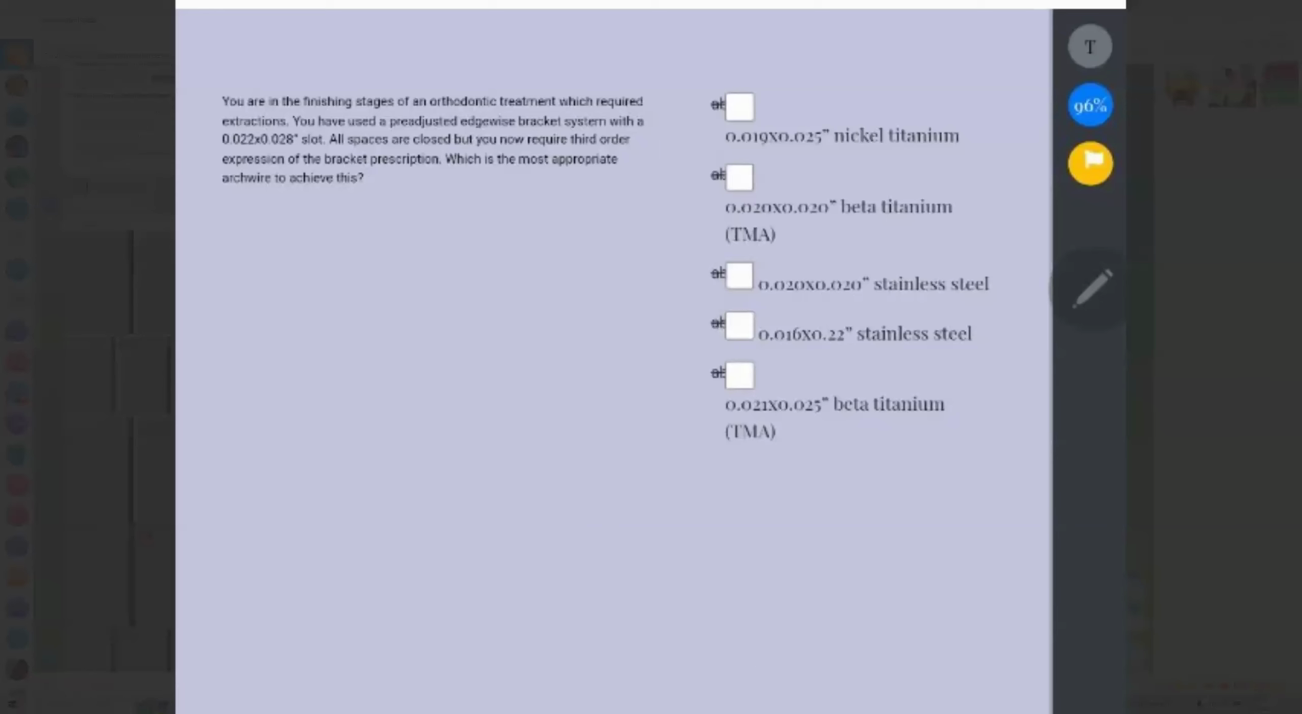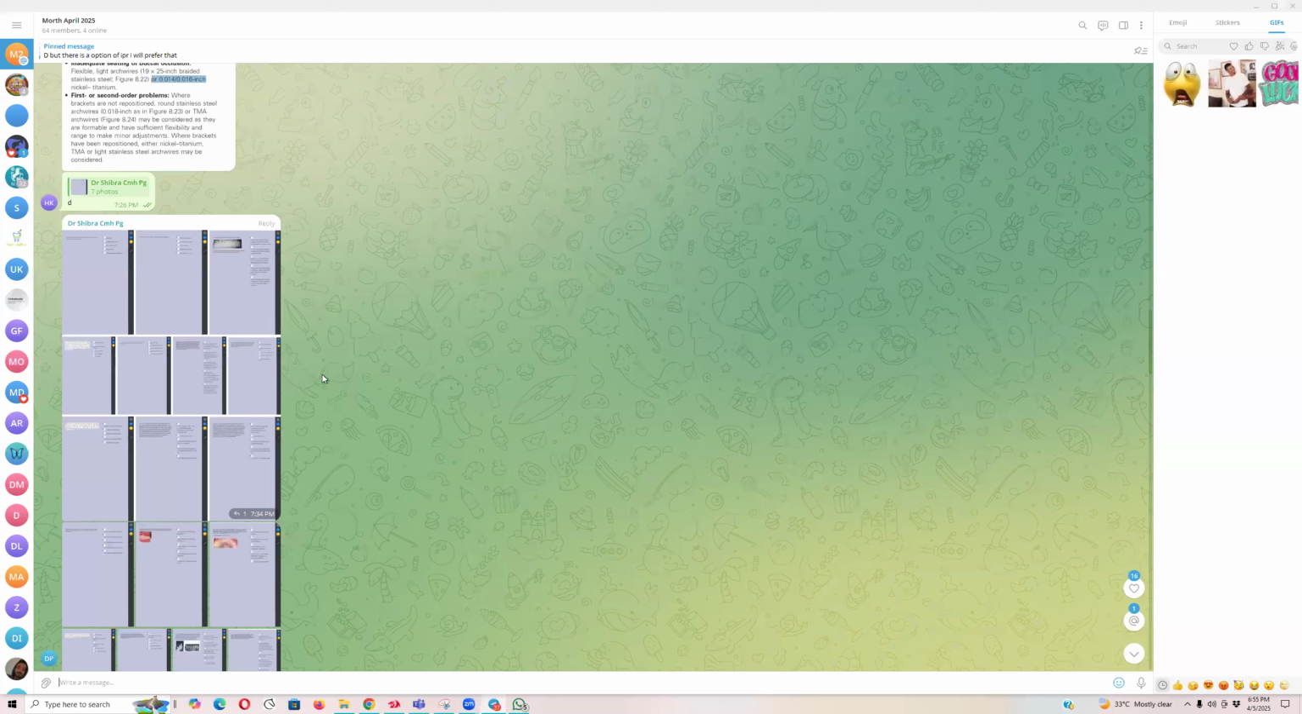You are at the finishing stage of orthodontic treatment, which required extractions. You have used a pre-adjusted edgewise bracket system with a 22 slot. All spaces are closed, but you now require full third order expression of the bracket prescription. Which is the most appropriate archwire? So it's the bracket prescription, not like bending. So a heavy stainless steel wire would be good, right? So it can be a 21.5 TMA, or it can be a 20 stainless steel, right? A 20 stainless steel will fill the slot more than a 21.5 TMA. So I'm just selecting here a 21.5 TMA because that is more used than a 20 SS steel. There's one question, if you remember, asking which wire will fill the slot more. There, obviously, I do not have a choice, right? But here I'm choosing this one for the reason that this wire is commonly used. So I'm going to choose E. Yeah, 21.5 TMA without bending.